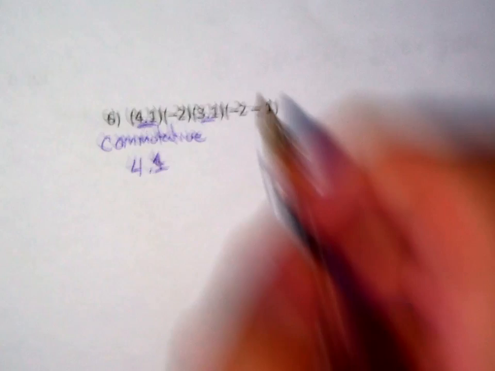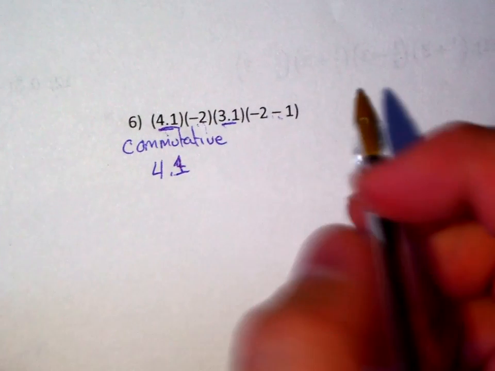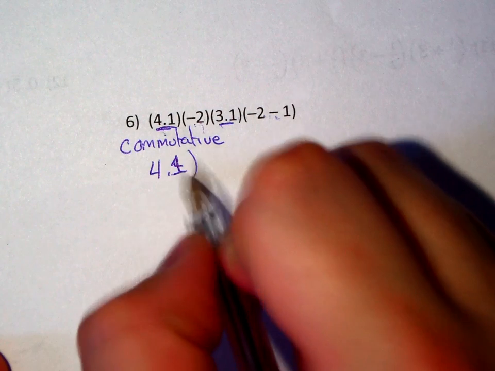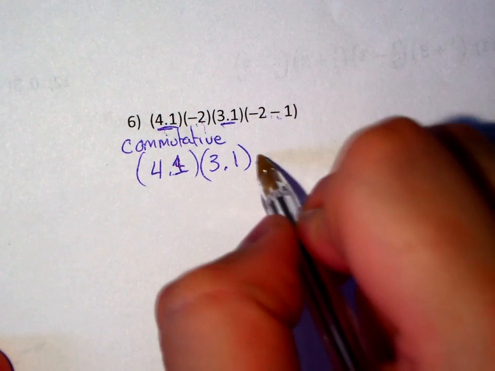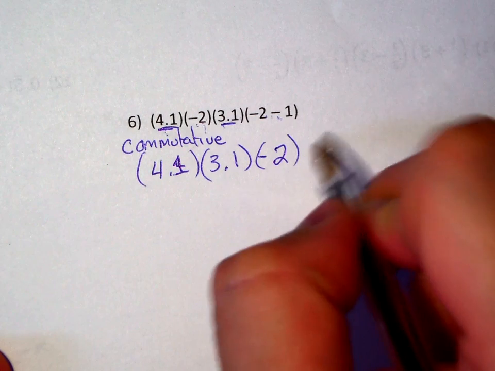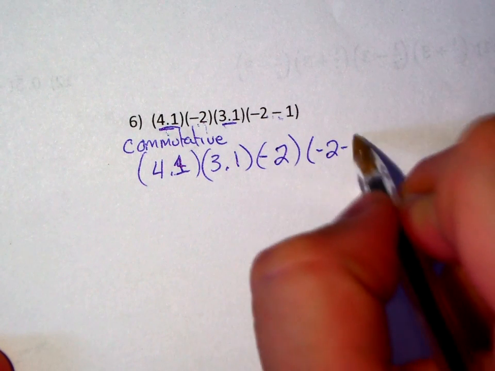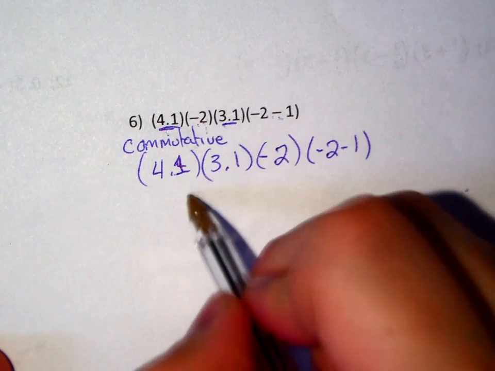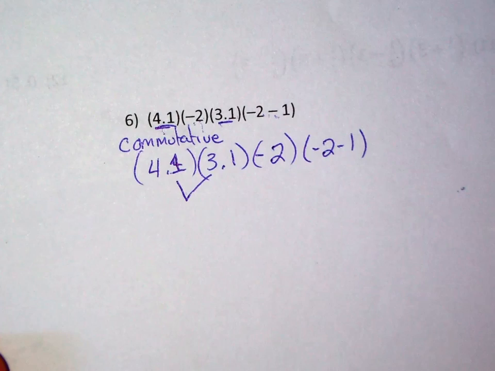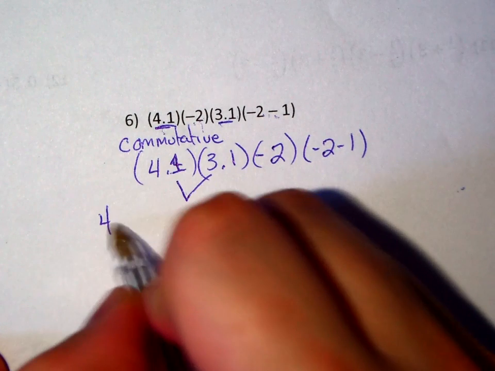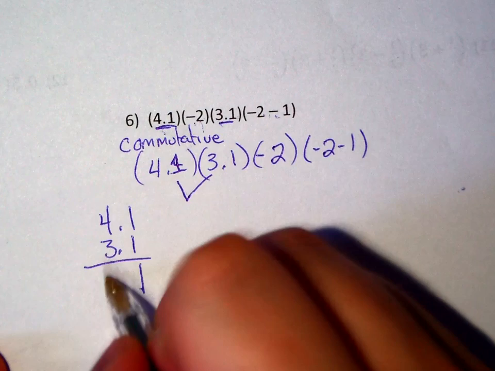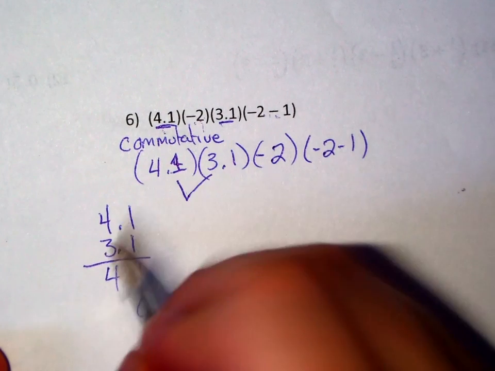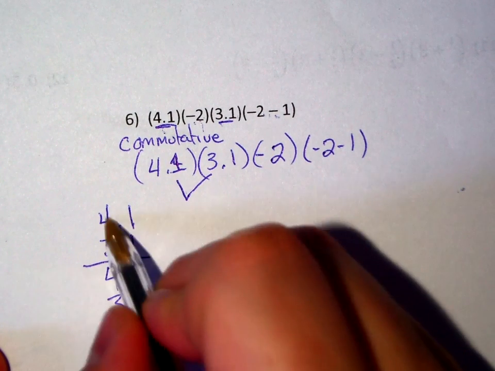So now I have 4.1 times 3.1 times negative 2 times negative 2 minus 1. And the reason I'm going to do that is because I want to deal with both of those decimals first. 4.1 times 3.1. 1 and 1 is 1. 1 and 4 is 4. Bring down a 0. 3 and 1 is 3. 3 and 4 is 12.